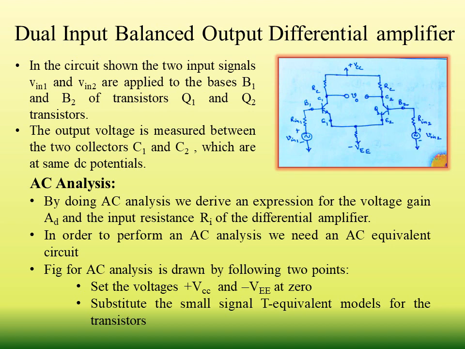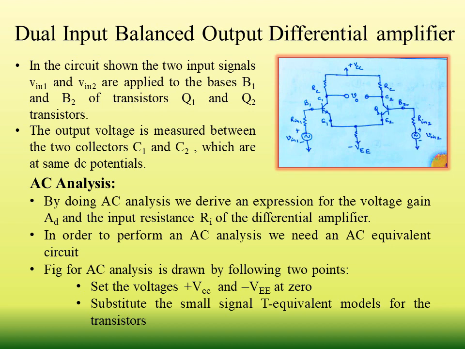Now what will we have to do in order to carry out AC analysis? In order to perform an AC analysis, we need an AC equivalent circuit. In the same way, before when we had carried out DC analysis, we had made a DC equivalent circuit. Now here we will design the AC equivalent circuit. Now how can the AC equivalent circuit be made? This can be made by following 2 points.